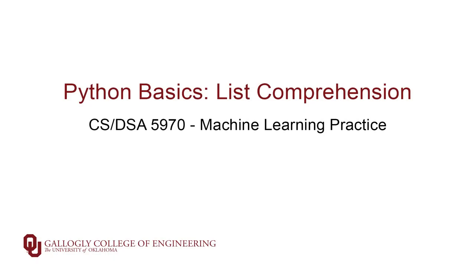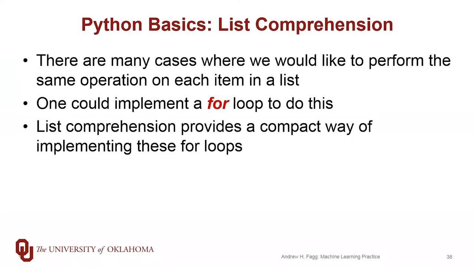There are lots of situations where we have a list of things and we'd like to be able to perform a particular operation on each one of those things. And we can certainly implement this using a for loop, but Python provides some nice compact ways of implementing these loops that have some interesting power to them. So this topic is called list comprehension. And let's do a quick live example of this.